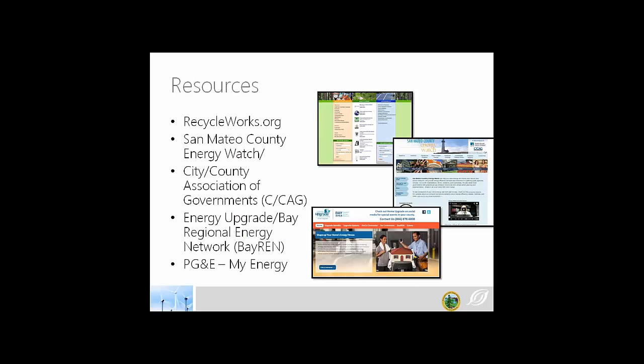Next slide. Resources. So here are some great websites that I recommend you check out for any more information about energy efficiency programs or resources in the county. The Recycleworks website is great. San Mateo County Energy Watch, the City County Association of Governments, CCAG, who is my program's partner, Energy Upgrade, and BayRen. They have a lot of rebates for residential and multifamily. And then the PG&E website, My Energy, you can really track your energy consumption and look at when you're using the most energy and try and figure out how you can minimize that.